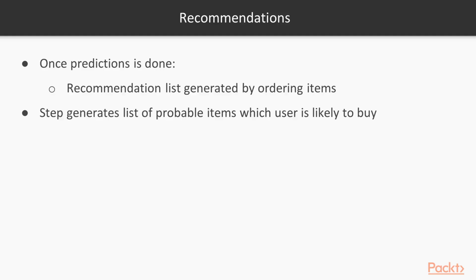Another component is recommendations. Once predictions have been done for the active user, a recommendation list can be generated by ordering the items by predicted rank. This recommendation list may further be fine-tuned by applying certain minimal thresholds and other user-specific characteristics, such as preferences for colour, size, price sensitivity, and so on. Thus, this step generates a list of probable items which the user is more likely to buy based on his or her personal preferences.